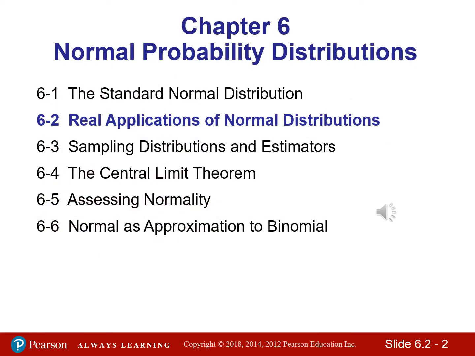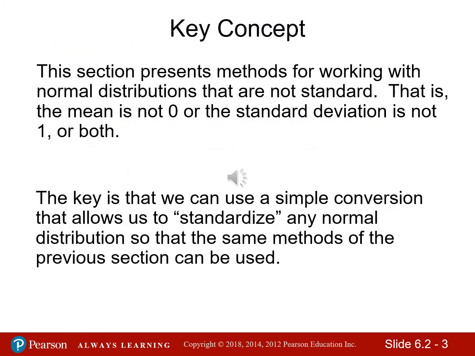In Section 2 of Chapter 6, we'll review real applications of the normal distribution. In this section of Chapter 6, we present methods for working with normal distributions that are not standard. That is to say, the mean may not be 0 and the standard deviation may not be 1.